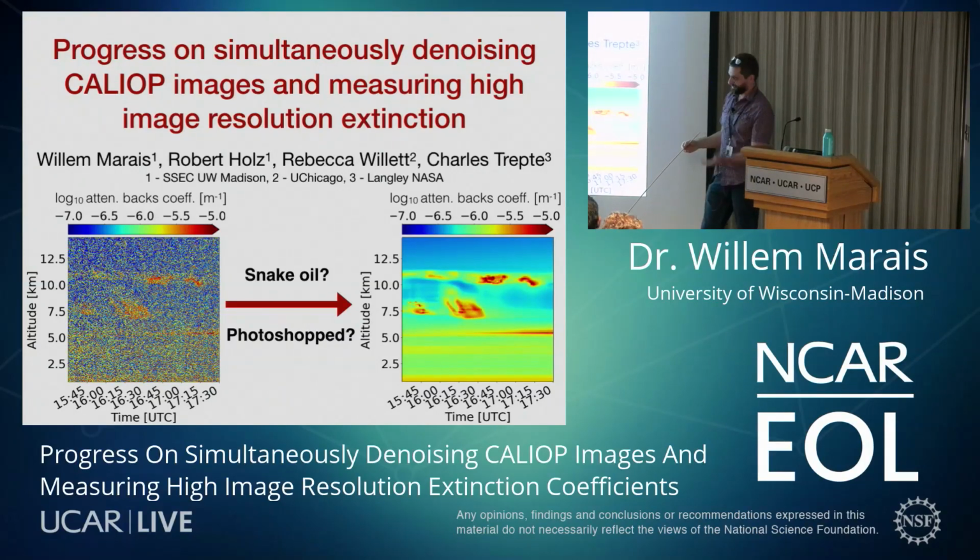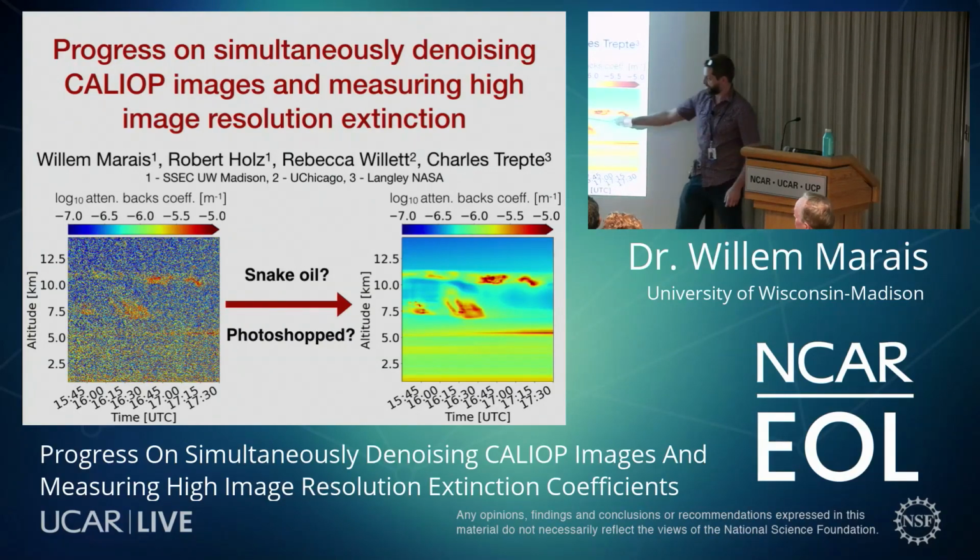And like Matt mentioned, Ed Eloranta once looked at my work and he said, well, this is snake oil, that can't be true. And I think he's convinced by now that what we are doing is true. So I'm going to try to convince you through the presentation that this result of inferring the attenuated backscatter coefficient of the cirrus clouds and the aerosol layer is legit.